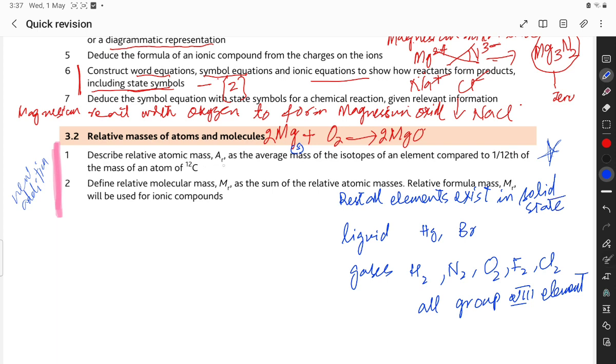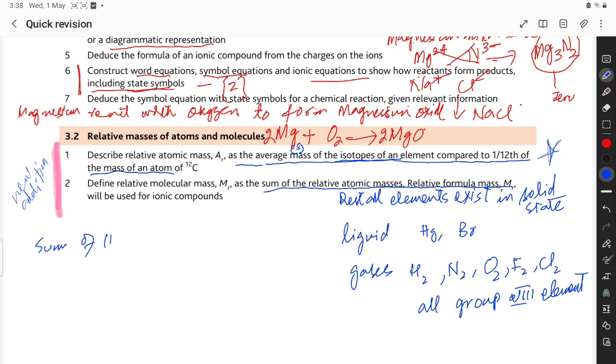Describe relative atomic mass. This is the definition of relative. Please learn these definitions. This is very important, it will definitely come in the exam. Relative atomic mass is the mass of the isotopes of an element compared to 1/12 of the mass of an atom of C12. Define relative molecular mass as the sum of the relative atomic masses. Relative molecular masses will be used for ionic equations.